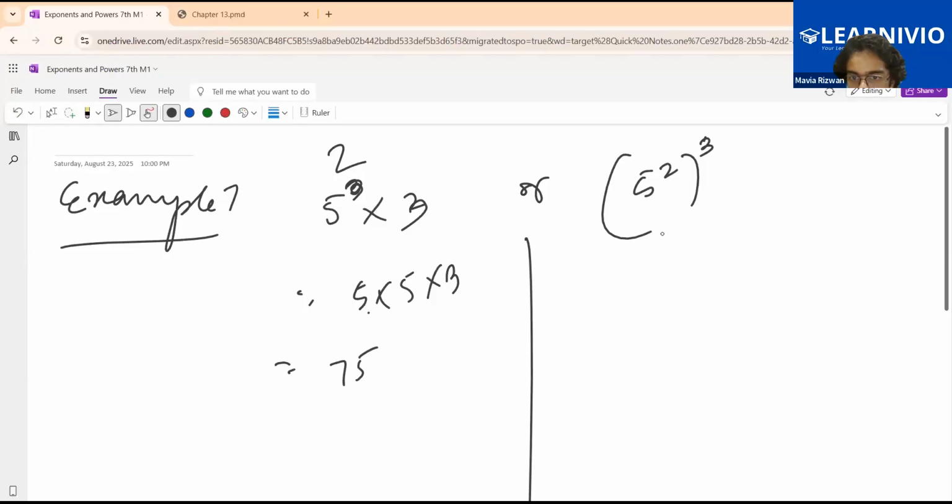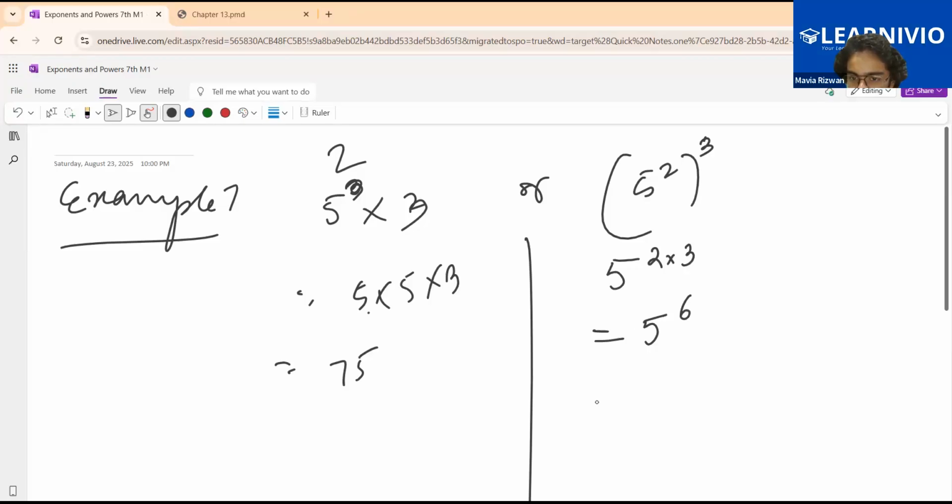(5 raised to the power 2) whole raised to the power 3. Guys, this is the third law, power on a power. Whenever we have power on a power, we multiply the powers. So this is 2 into 3, so 5 raised to the power 2 into 3 means 5 raised to the power 6. Got it, Salman?